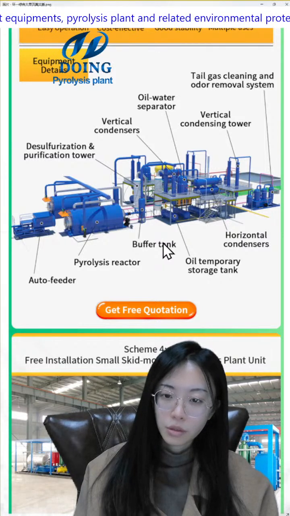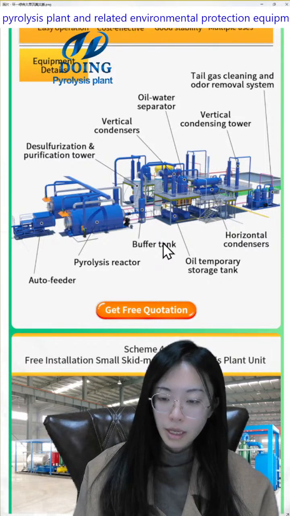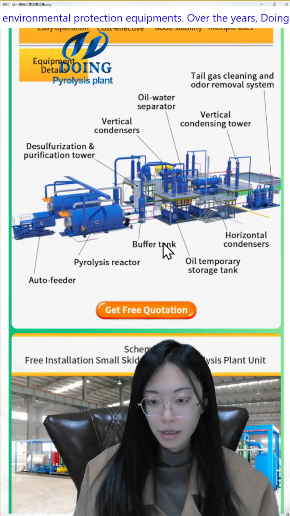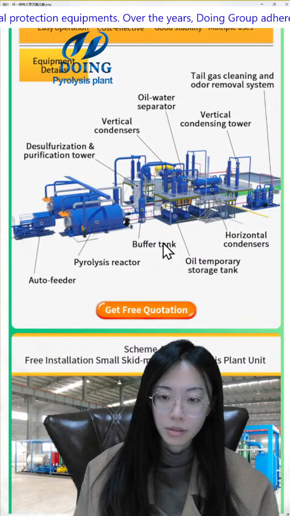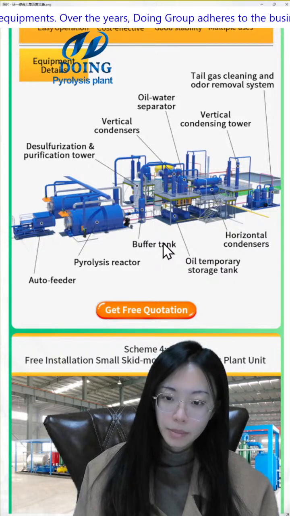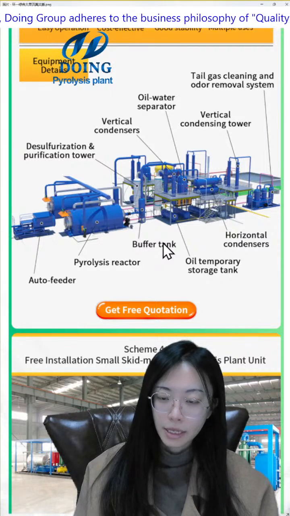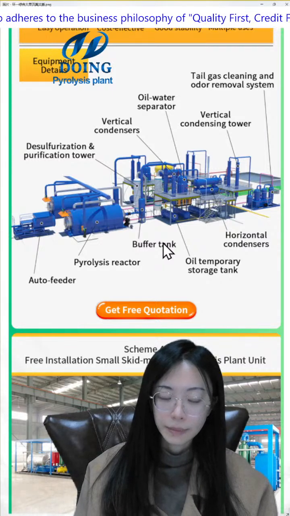And if you want to process not only tires, but also plastic, aluminum plastic or other things, you can all use this batch type pyrolysis plant. It can ensure good efficiency.